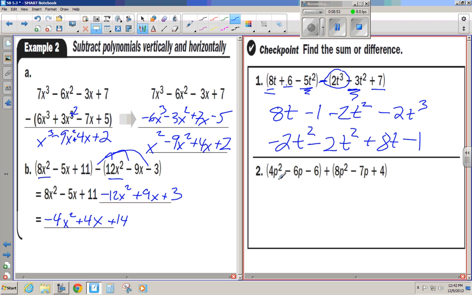All right, let's do an addition problem. P squared with P squared, minus 6p with a minus 17p or 7p. There you go.